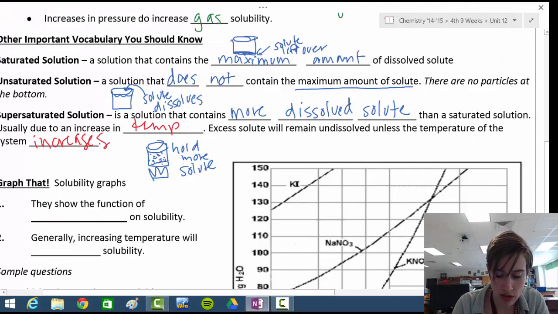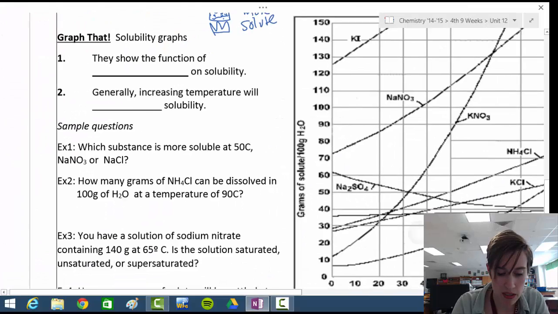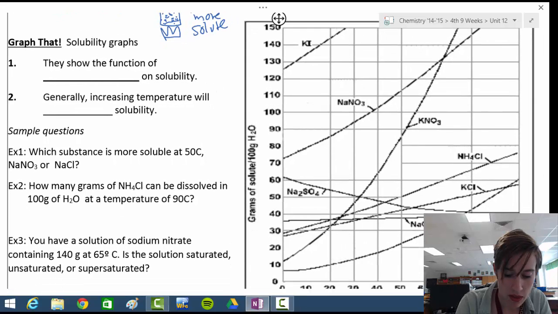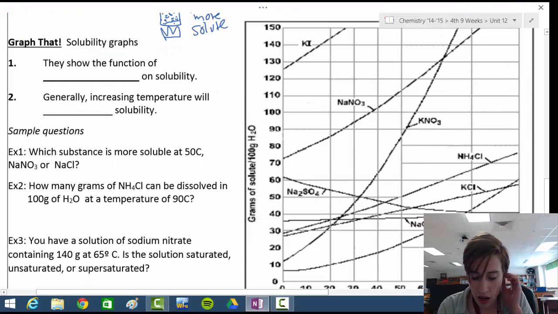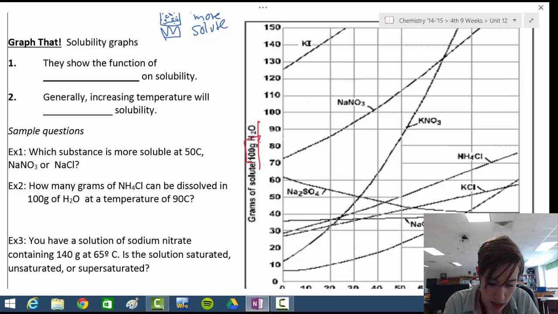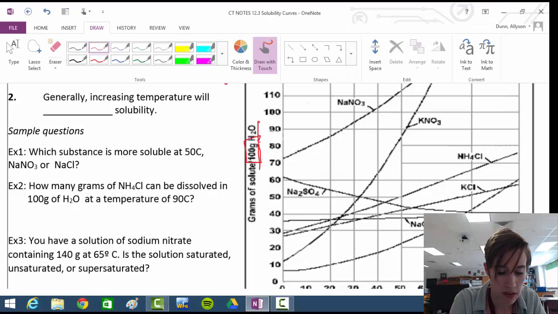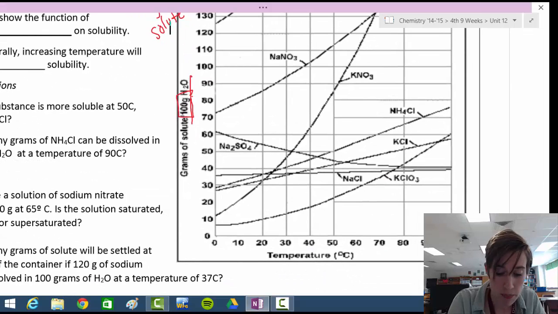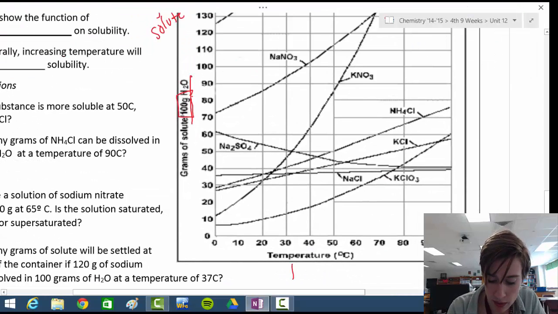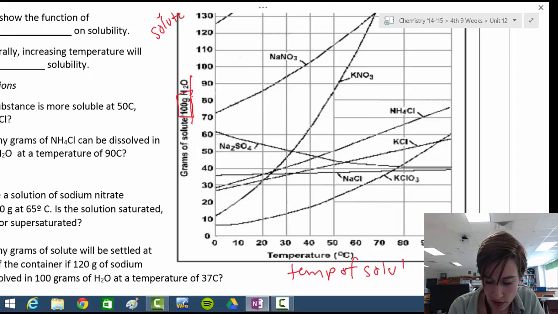Okay, so there's a graph I want to show you that kind of depicts these three types of solutions, okay? So these two graphs right here, on this side of the graph, it's the amount of water. We have 100 grams of water in all of these solutions, so they're all out of 100 grams of water. This number right here tells you the grams of solute that is dissolved in that 100 grams of water, okay? And then down here at the bottom, this represents the temperature of the solution, okay?